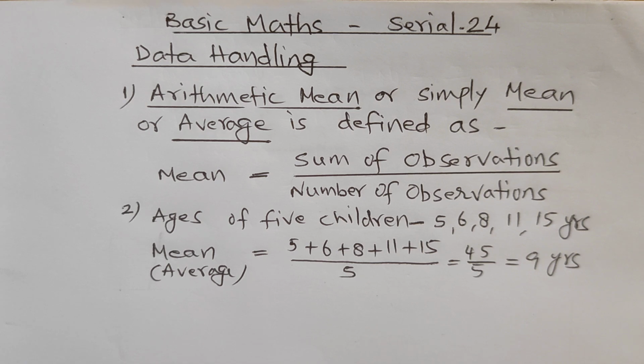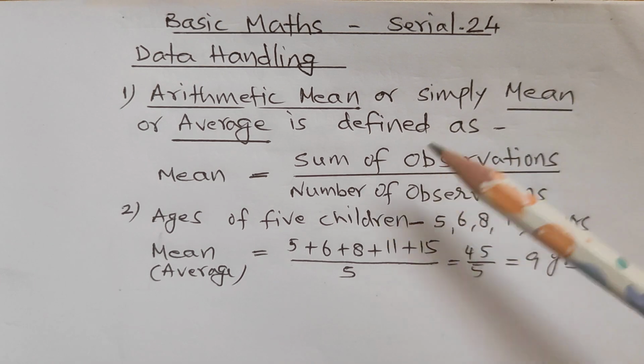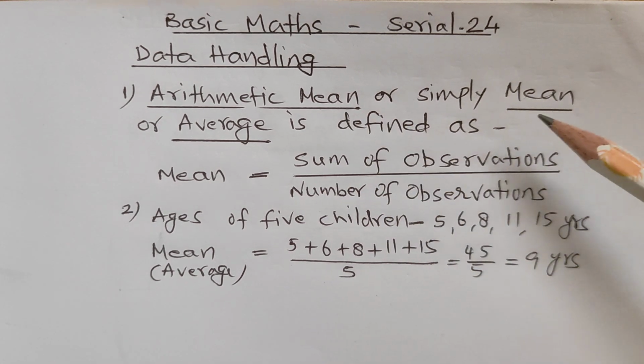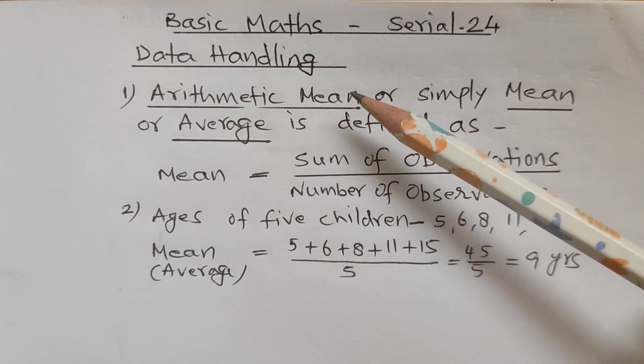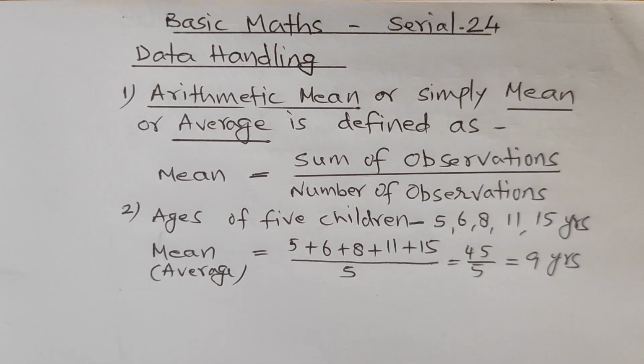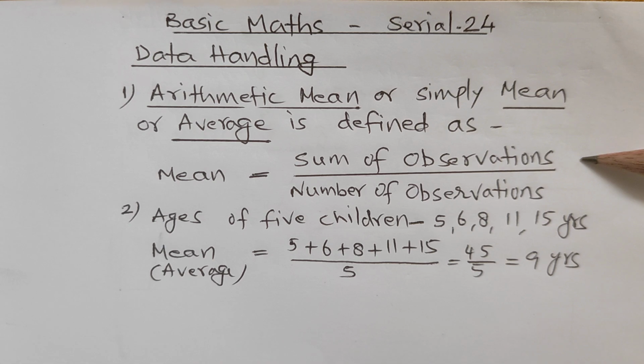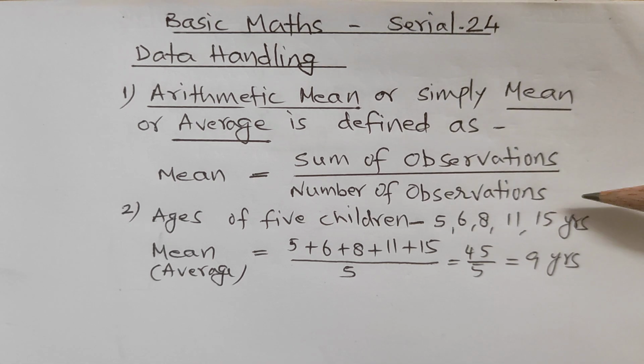The topic is data handling. Arithmetic mean, or simply mean, or average. All these three items mean the same thing. This is defined as mean equals sum of observations divided by number of observations. See the example given below.